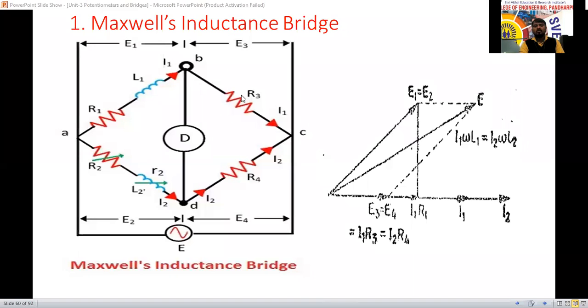So E3 we are going to call. Here the voltage drop across branch 2 is E2. The voltage drop across branch 4 is E4, we are going to call here. And the supply is connected in between branches 1, 2 and 3, 4, the two terminals. It is not a battery supply, it is an AC bridge, so an alternating source is connected here.